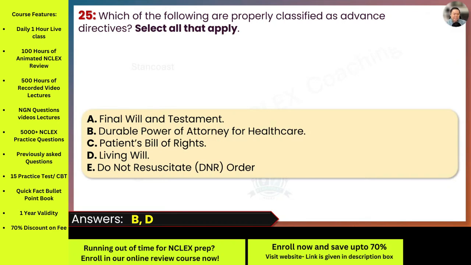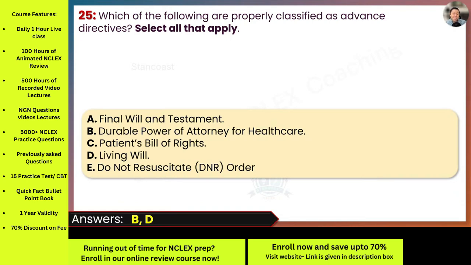Now we have letter E as one of the incorrect options. This is the do not resuscitate order. Why is this wrong? Well, a DNR order is a medical order placed by a physician based on a patient's wishes, or discussions with a healthcare proxy. And even though it reflects a patient's preference, it's not a standalone advance directive because it's not a legal document created by the patient in advance, like a living will or the durable power of attorney for healthcare. Instead, the DNR order is an outcome of advance care planning that is implemented by a healthcare provider.